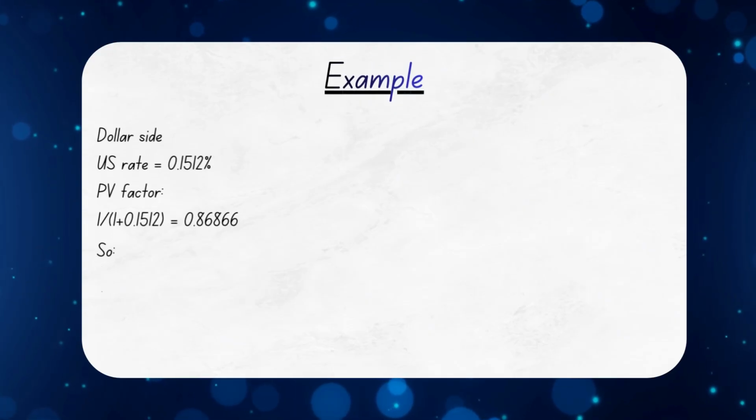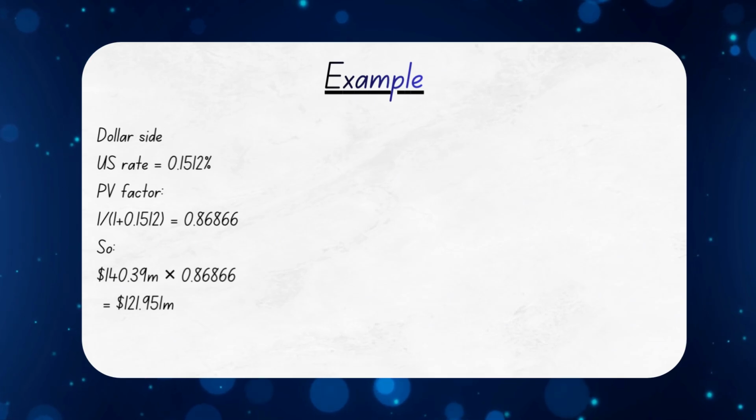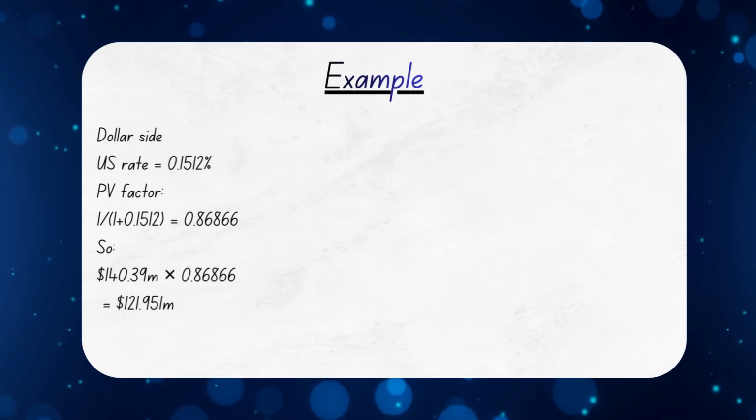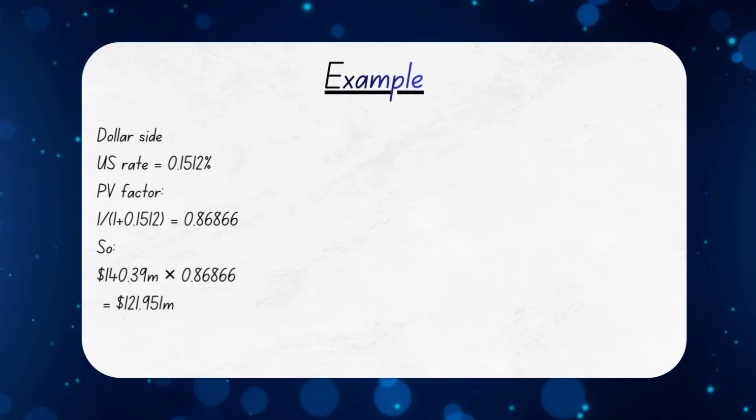Now let's discount the dollar payment. The US interest rate is 0.1512%. The PV factor becomes 1 divided by 1.1512, which equals 0.86866. Multiplying 140.39 million by this factor gives $121.95 million. So both legs match, which confirms correct pricing.